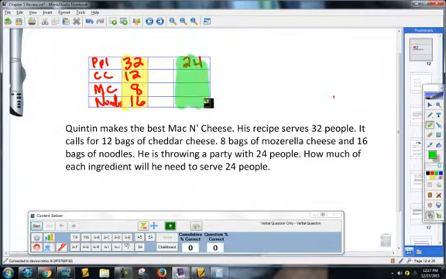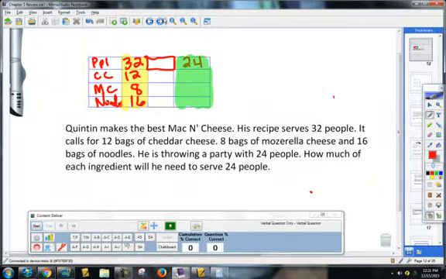Okay. I need you all right now to figure out, we're not going to put this in our clicker, how much cheddar cheese, how much mozzarella cheese, and how many bags of noodles he's going to need. Here's the catch. This is where you're going to scale. You're always scaling where you know something that was fake and then you knew a real part. And since we know how many people, that's the real part. Okay? Go ahead and try it.